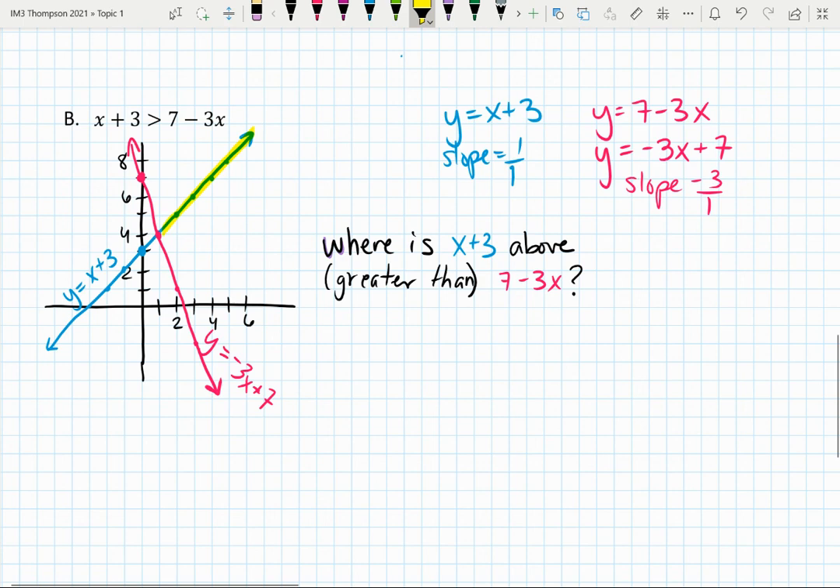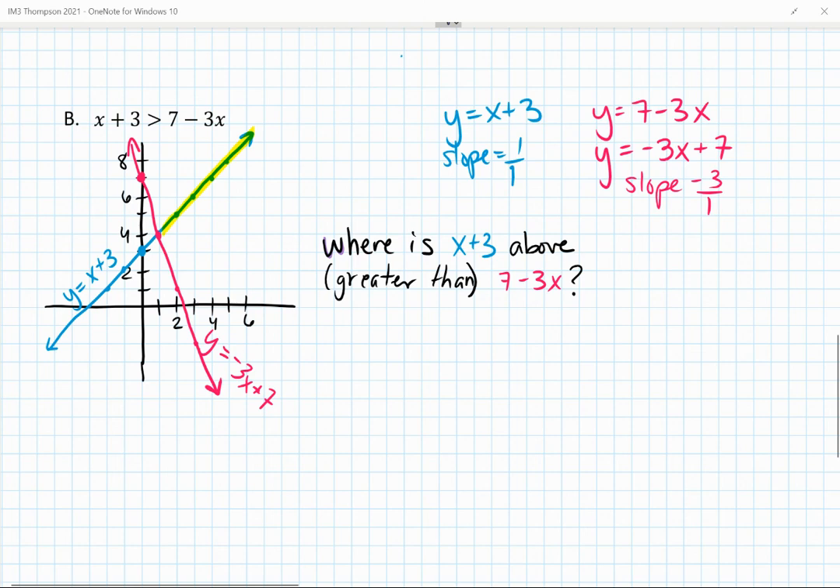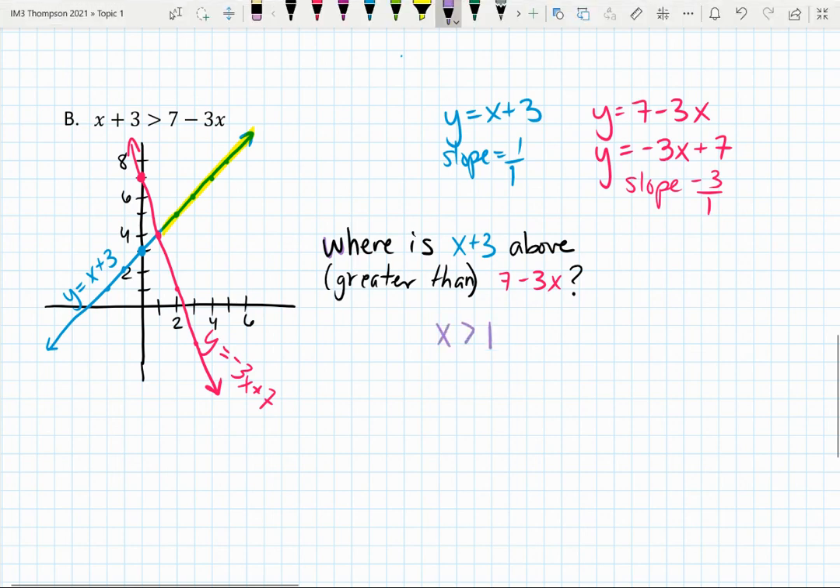What are those x values? Because the x values are the solution. This is where x is 1. And these numbers over here are where x is bigger than 1. Does it include this point? No. It says, where is it bigger than? It doesn't say bigger than or equal to. I just want to know where the blue one is higher than the red one. So all of these values here are going to be part of my solution set.